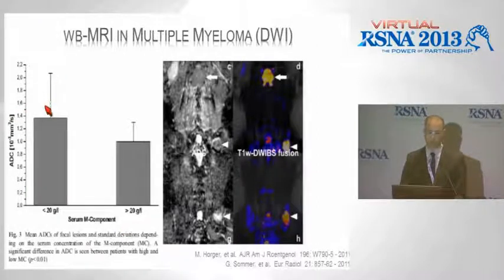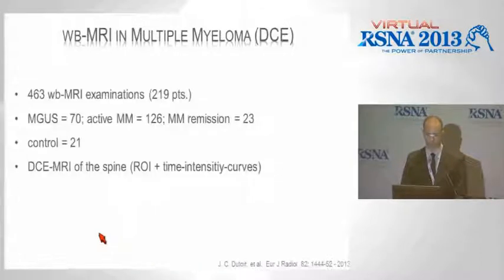And they were also able to separate out different groups of multiple myeloma depending on the serum component. So if you have a high ADC value, meaning less cellularity, they also had fewer serum component concentrations in their blood, whereas if you had a high serum component concentration in the blood, ADC was lower, meaning higher cellularity, possibly more diffuse infiltration or densely packed cells.